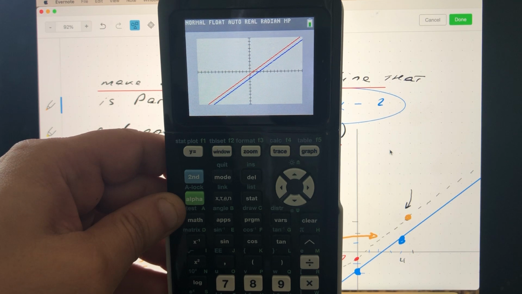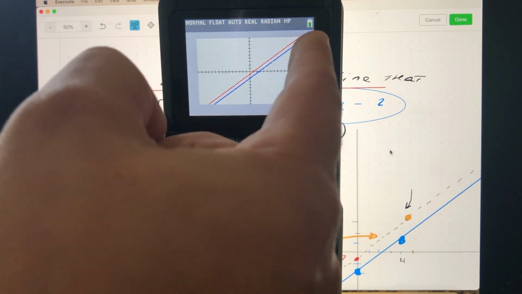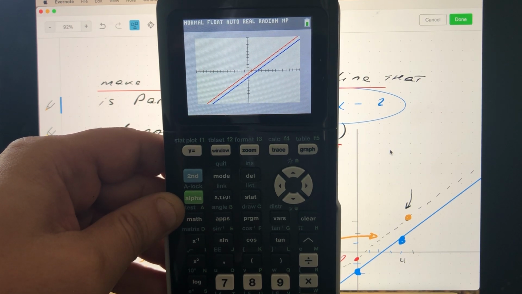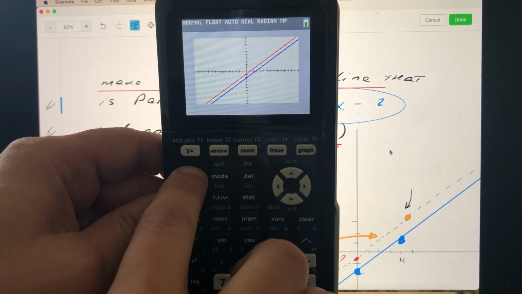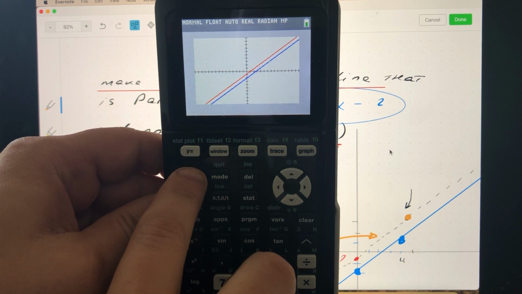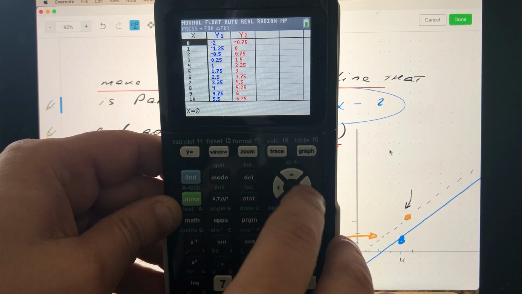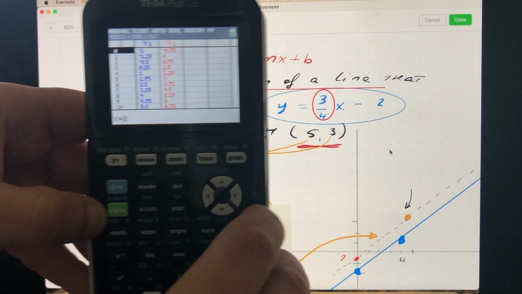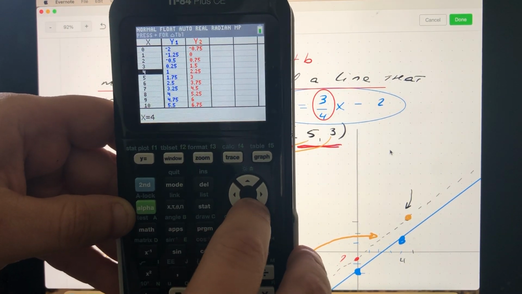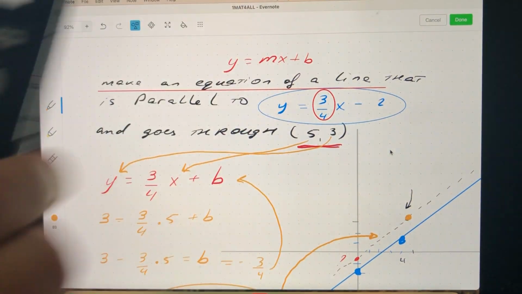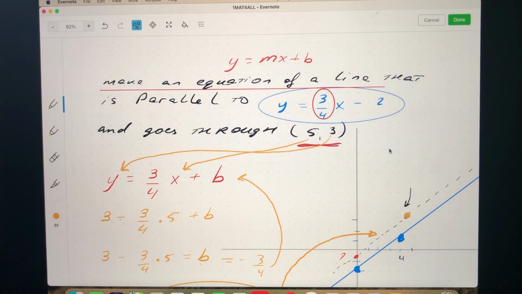And to see if the red line actually went through our point, all we need to do is to look at a table. So here is a table. And we can see the point that was given, (5, 3). Here's 5, 3. And that confirms that the red line goes through our point. And that's it for this one.